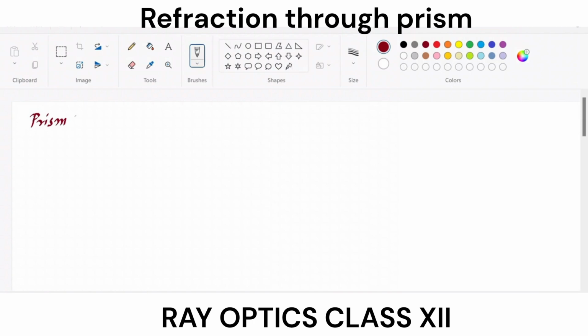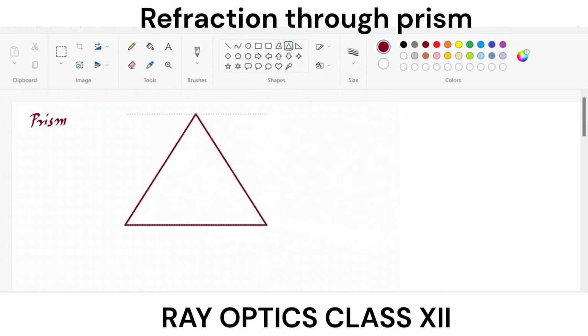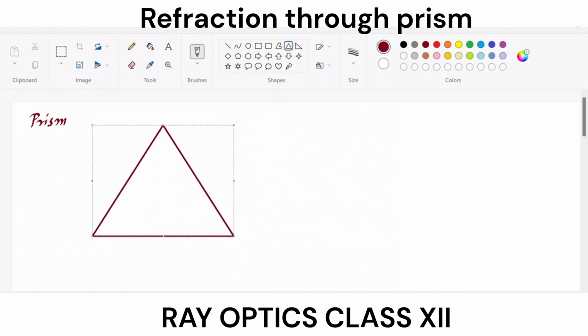Let's draw the diagram for prism. So let me draw a prism over here. Let's say this is my prism. Okay. Let's draw it here. Let's name this prism as A, B, and C.